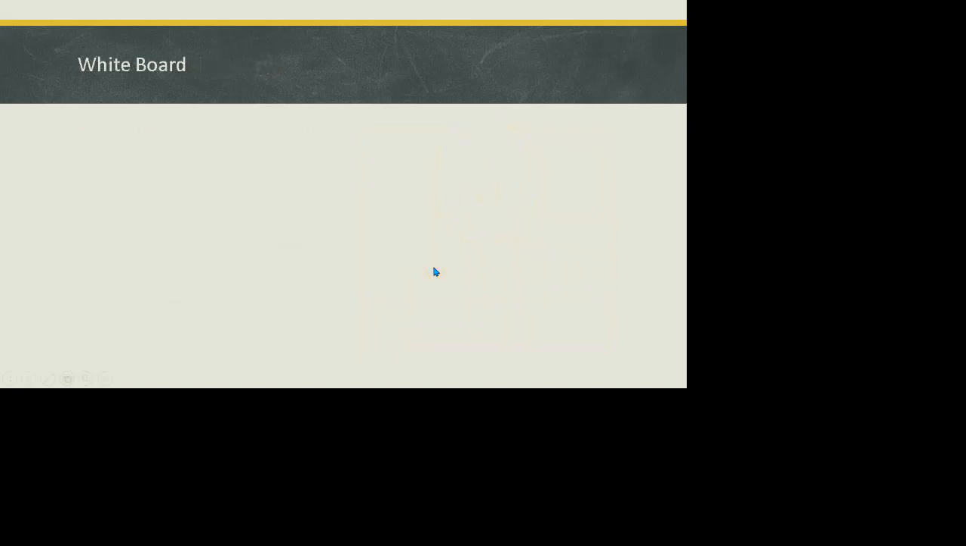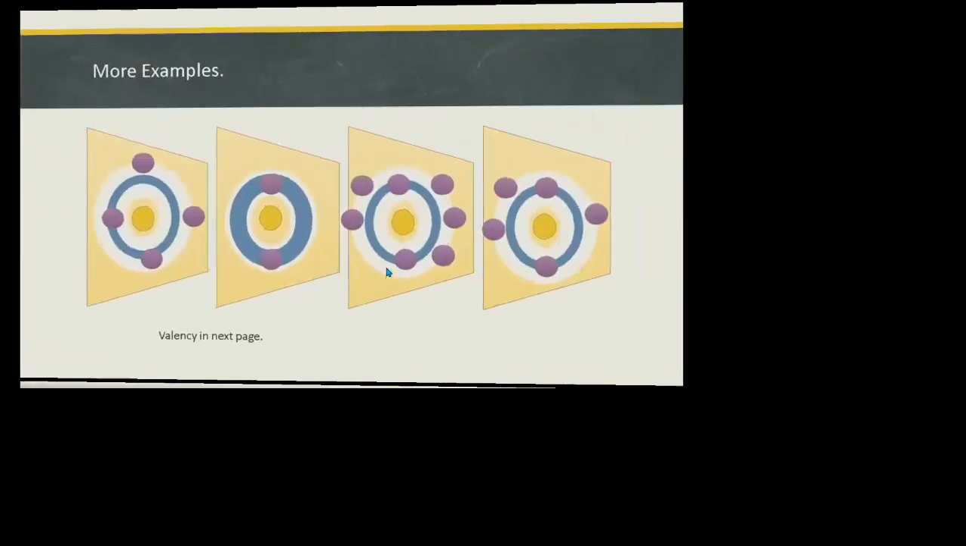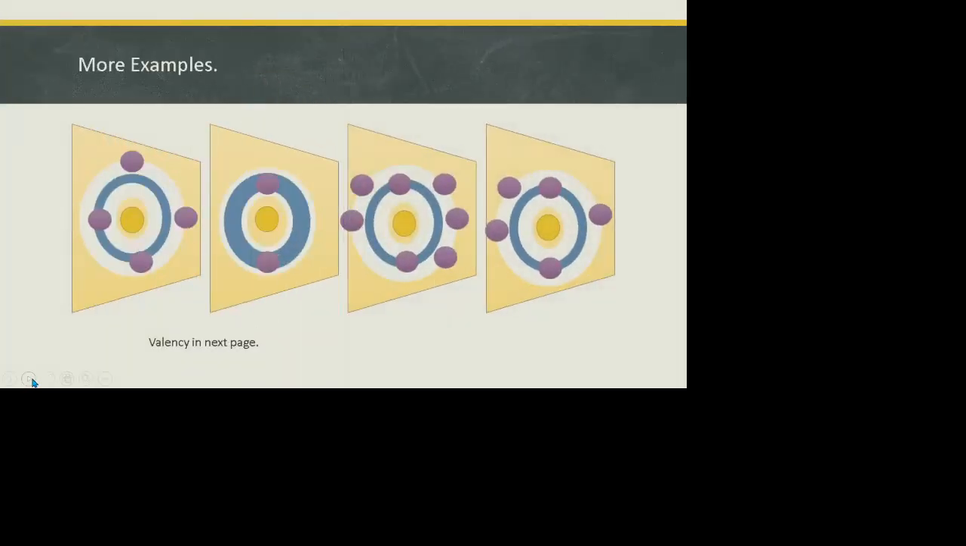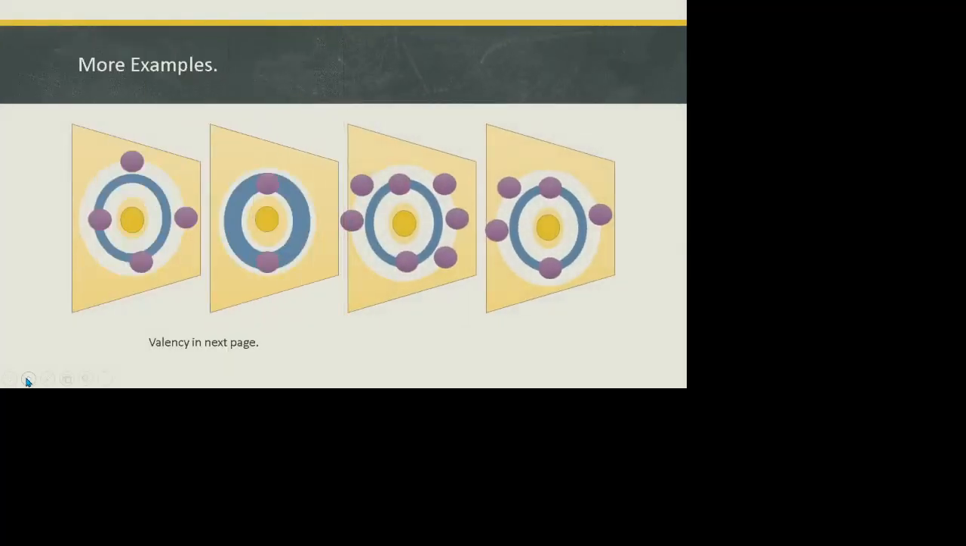We can take the example of lithium in this way, where the valency of lithium is 1. So we can take the example of any element for finding the valency, and the last one I am taking is calcium.